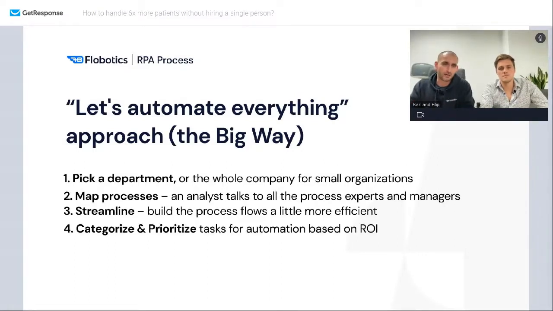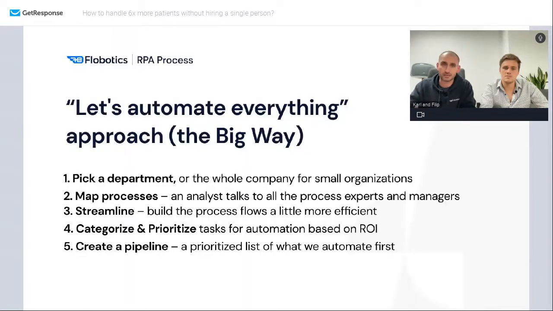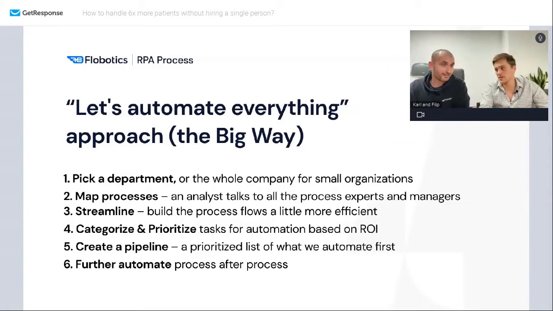Then we would categorize and prioritize tasks for automation based on ROI. So that chart I talked about earlier, when Philip asked me what processes we pick first, we throw everything into this chart, more or less, and we make a pipeline. A pipeline is just a prioritized list of what we automate first based on ROI and customer needs. Make sense? It makes perfect sense. So do I finally start automating then? Oh yeah, and that's the next step. I'm probably not the most patient person, so I really wanted to get to automation. Yeah, and then we just automate.